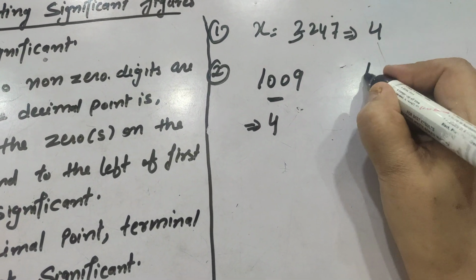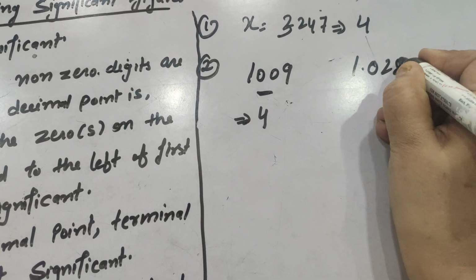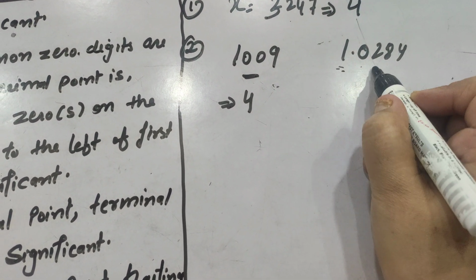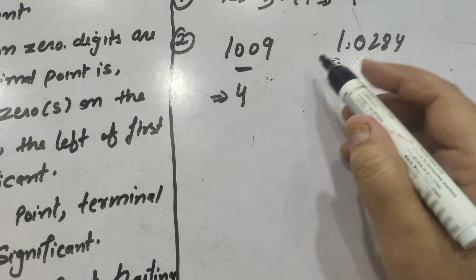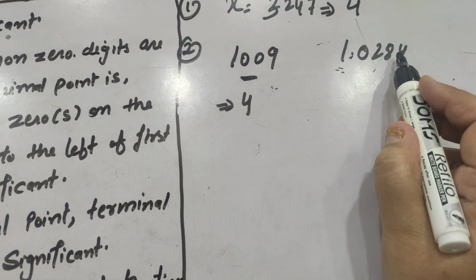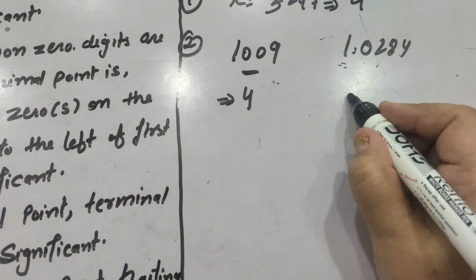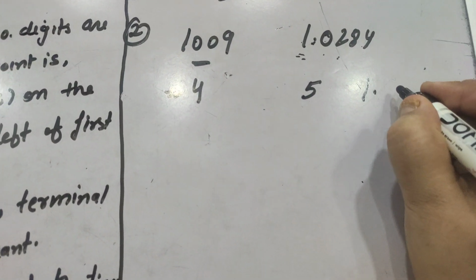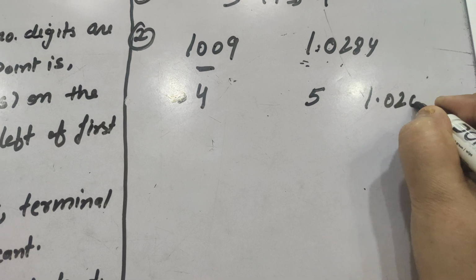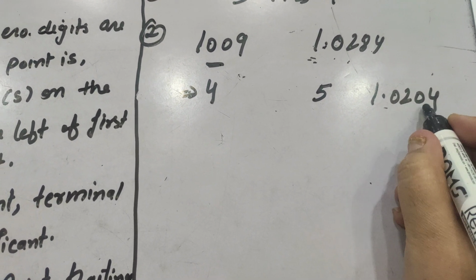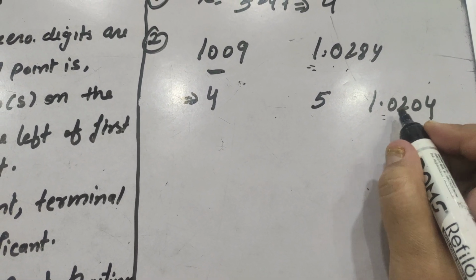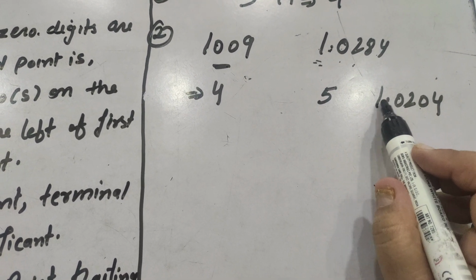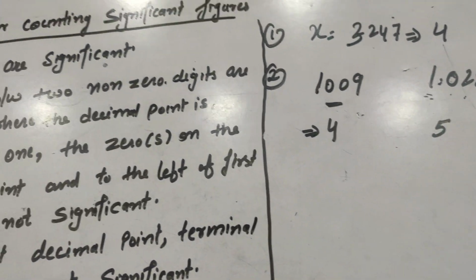And for example, if we write 1.0284, again this 0 is between two non-zeros, whatever the position of the decimal. The significant figures in this case will be 1, 2, 3, 4 and 5. So significant figures is 5. Again, if we take the example 1.0204, again these zeros are between two non-zero digits. So significant figures will be 1, 2, 3, 4 and 5. So I hope these two are clear.